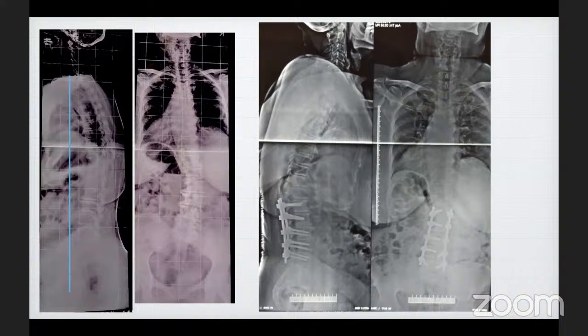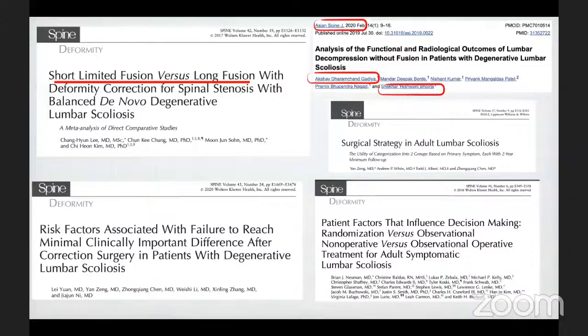Whose opinion was this? This was Nasir Qureshi, sir. Again, this guy does a lot of adult scoliosis at Queen's. And he's looking into his subjects about that.